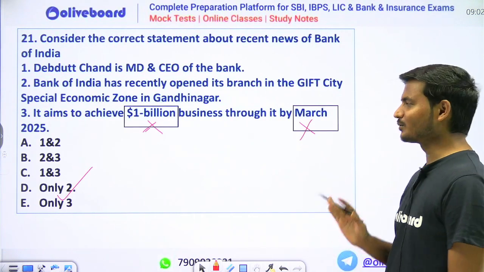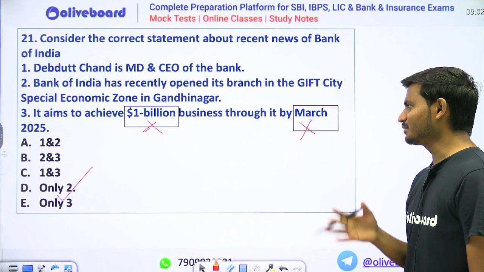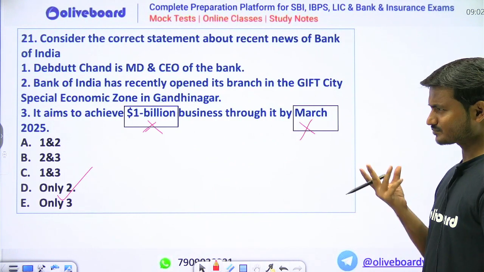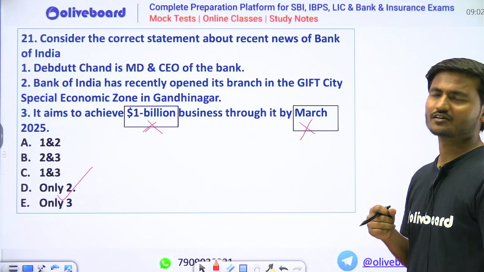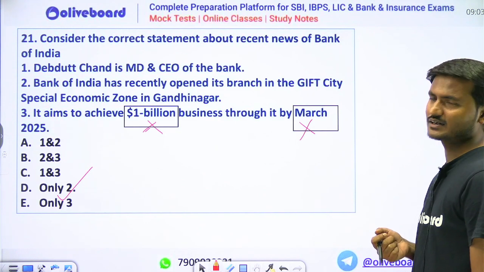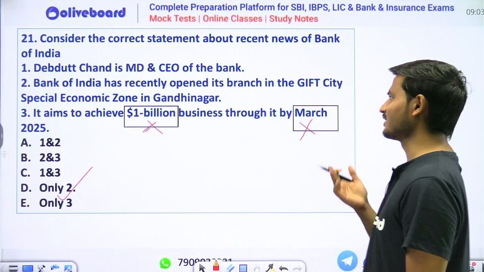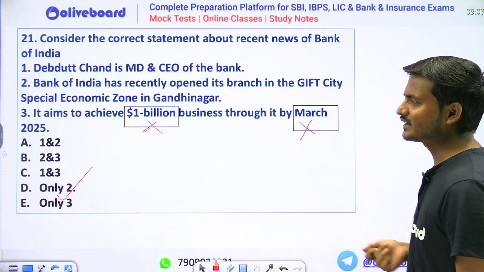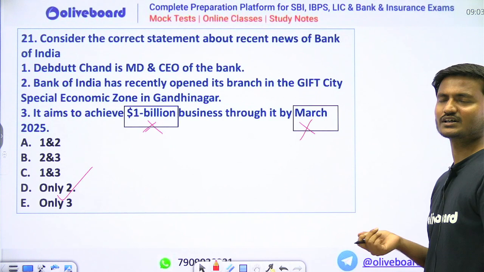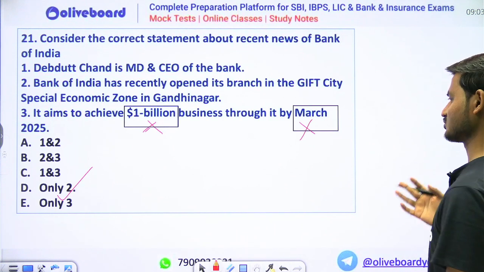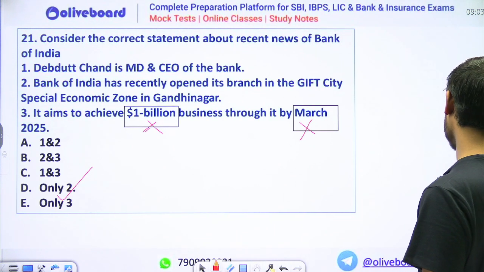Obviously any bank will open its branch in the Gift City. Why? Because Gift City is a very good city constructed by the government of India for business transactions, for import export and for financial management. So yes, every bank will try to open a branch in Gift City. So 2 is automatically correct. We are left with 1, but Debadutt Chand is not the MD and CEO of the bank. So the correct answer is D.